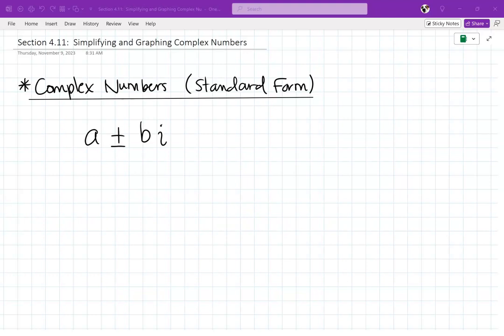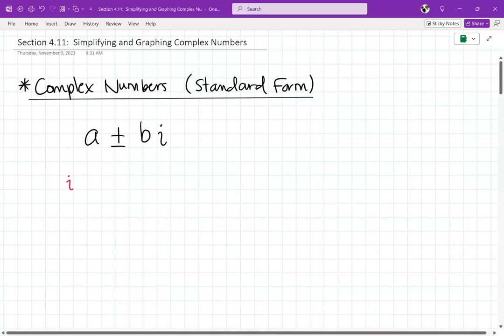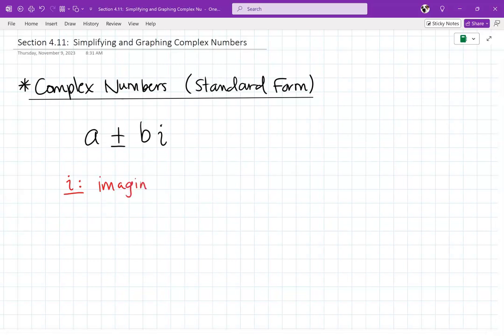Complex numbers in standard form look like this, a plus or minus bi. And actually, a could be positive or negative as well. Some people like to put plus or minus a, plus or minus bi, but it's a plus or a minus bi, okay? This is called the complex number. The i is an imaginary unit, so let me put that right here. This is called the imaginary unit. So if you've ever heard of imaginary numbers, well, that's where they come from.